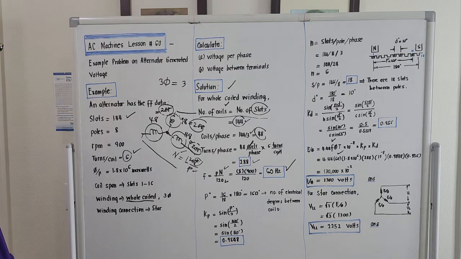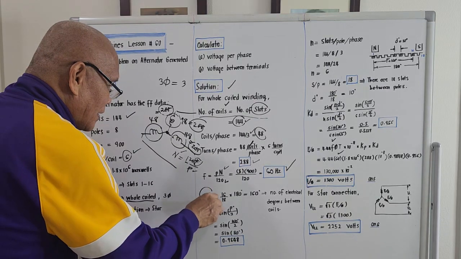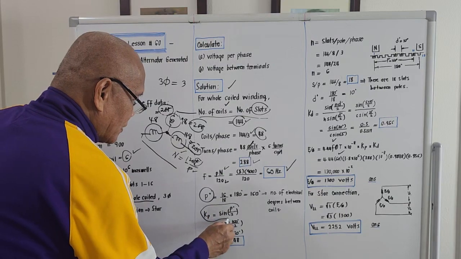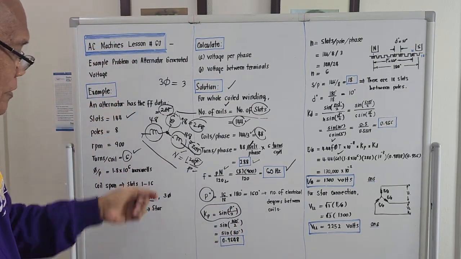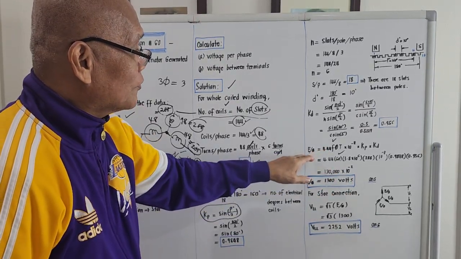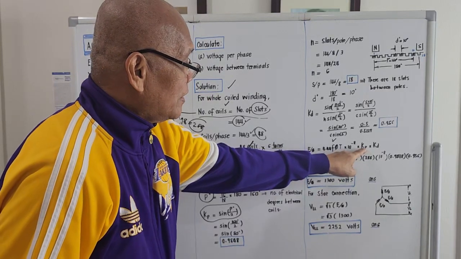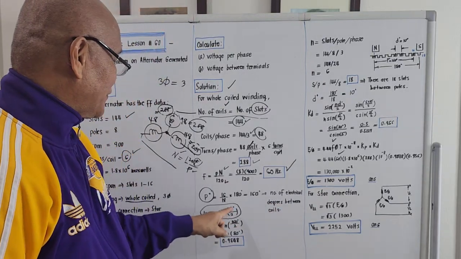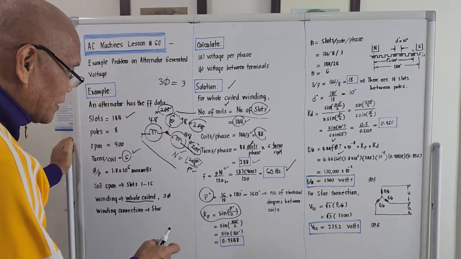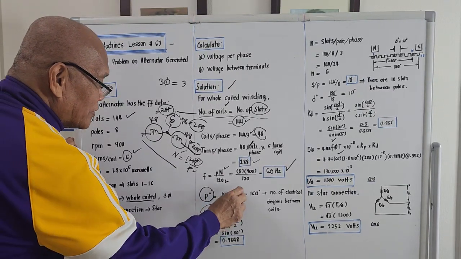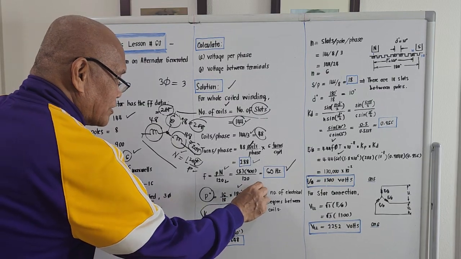Okay? How about the value of P degree? Why do we need the P degree? P degree, this is the formula on how to compute for the pitch factor, rather, because the other parameter needed in the computation of the voltage per phase is the pitch factor. And the parameter which controls the value of the pitch factor is actually P degree. Okay, I place it here. P degree will be 16 over 18 times 180, and this should be equal to 160 degrees.